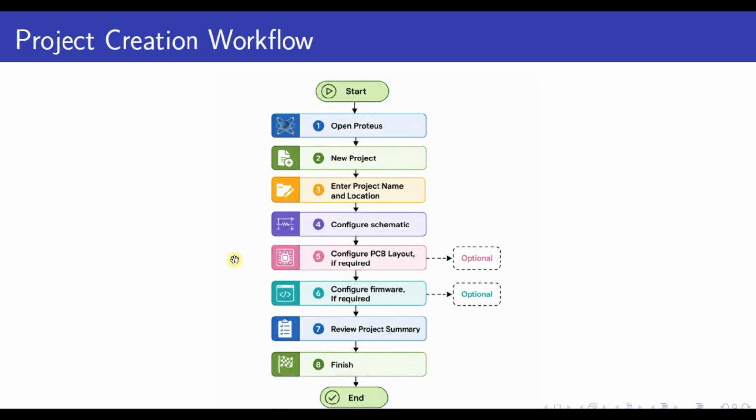After configuring the PCB layout, you have to configure the firmware settings if required. And at the last screen, you have to review the project summary. And if everything is okay, you have to click on Finish. So once the project is successfully created, we are ready to move to the next stage where we can begin working inside the project environment. In the next session, we can explore the Proteus interface and understand the purpose of the different panels, toolbars, modes, menus, and the workspace before designing our first circuit.